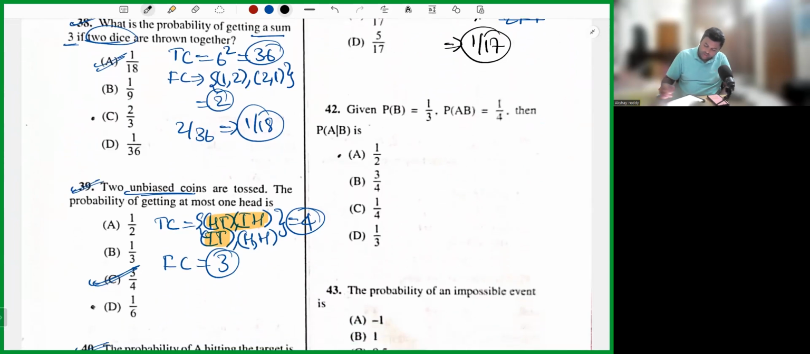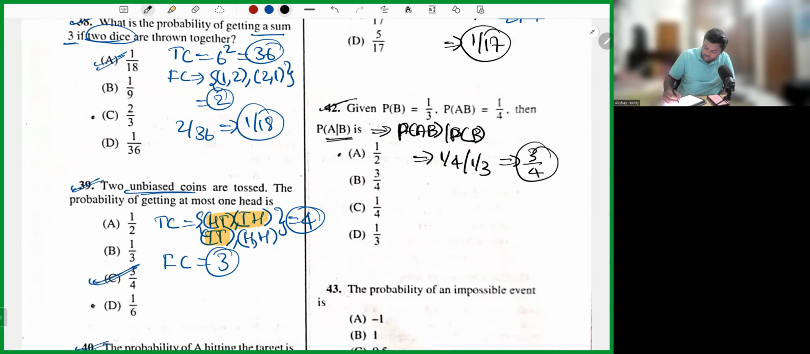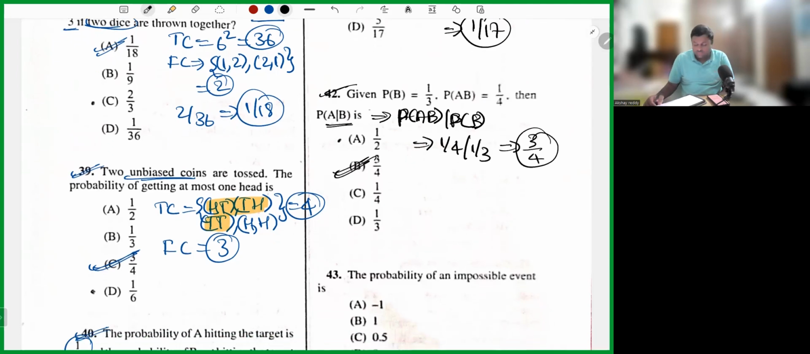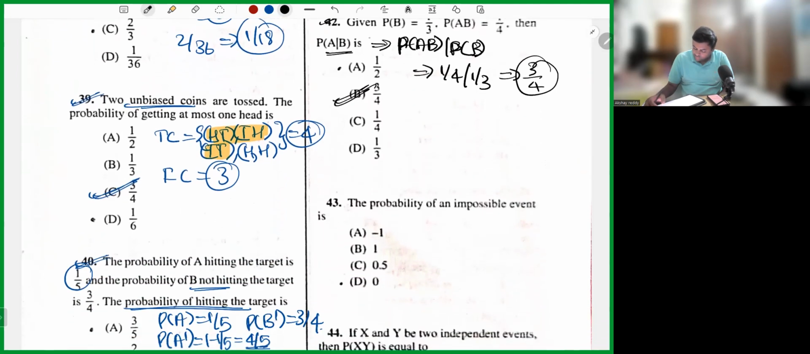Next, 42 is a conditional probability sum. P of A by B he is asking. P of A intersection B divided by P of B. P of A intersection B is 1 by 4, whole divided by 1 by 3. So it will be 3 divided by 4. Simple, sir. 3 divided by 4.